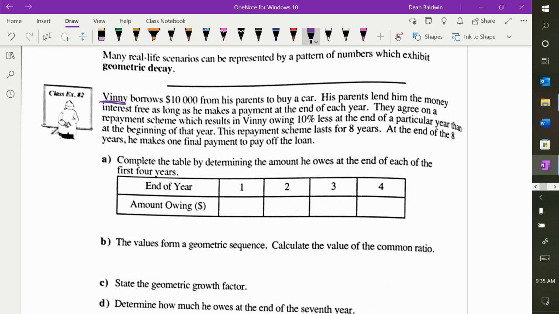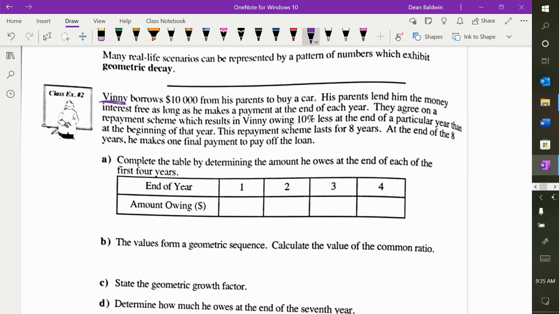Vinnie borrows $10,000 from his parents to buy a car. That's a mistake, parents aren't getting it back. His parents lend him the money interest free as long as he makes a payment at the end of each year. They agree to a repayment scheme where he owes 10% less at the end of a particular year than at the beginning of that year. This lasts for 8 years.